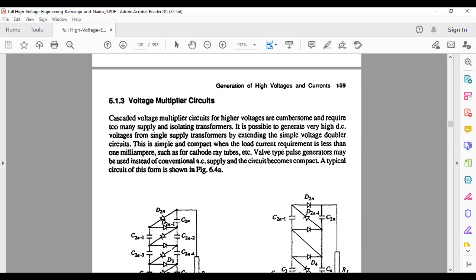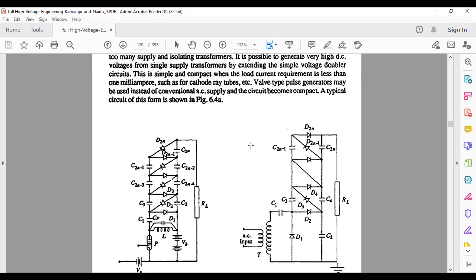DC voltage from a single supply transformer by extending the simple voltage doubler circuits. This is simple, economical and compact also when the load current requirement is less than 1 milliampere, not an ampere. So that is why we go for these voltage multiplier circuits.